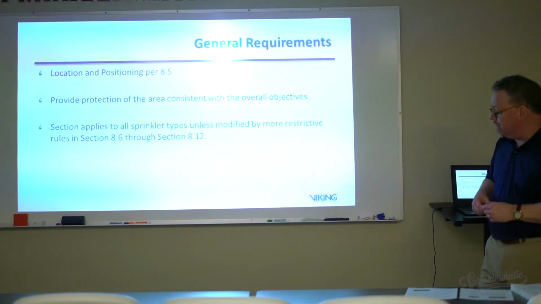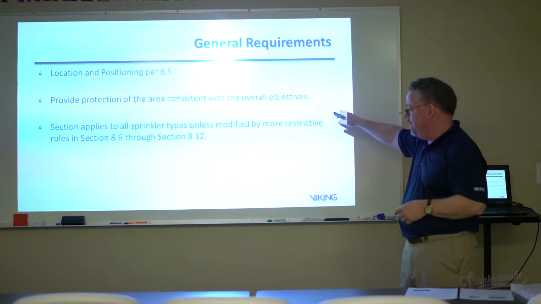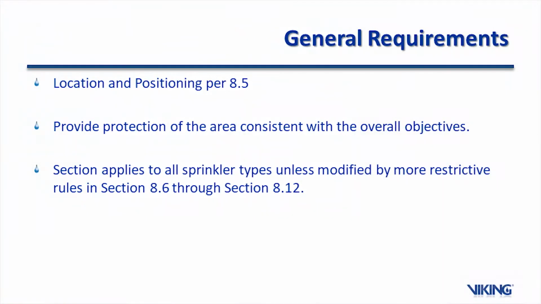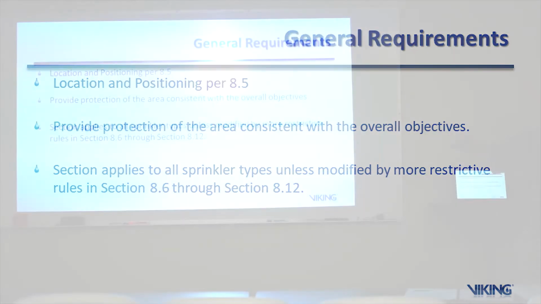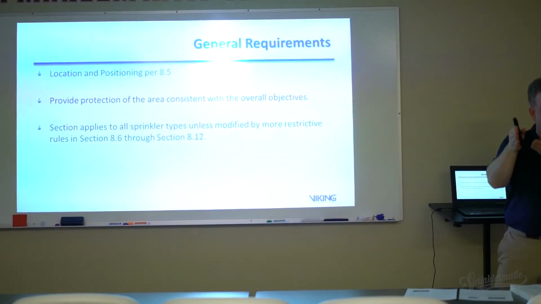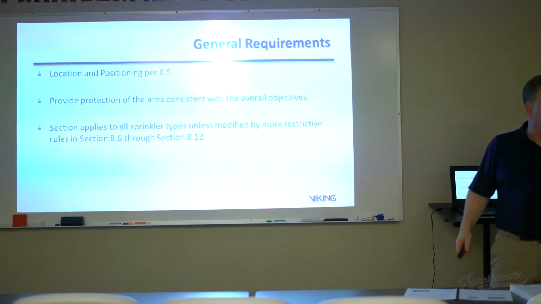So the general requirements provide protection area that is consistent with the overall objectives, whether it's suppression or control, or if it's residential, maybe there's a life safety mode in there as well. The section applies to all sprinkler types unless modified by more restrictive requirements in sections 8.6 through 8.12. So these rules that we're going to talk about in 8.5 apply to everything unless they get modified in those sections. Now those 7 sections are the specific other types of sprinklers.